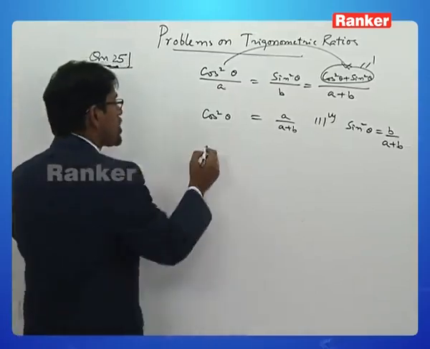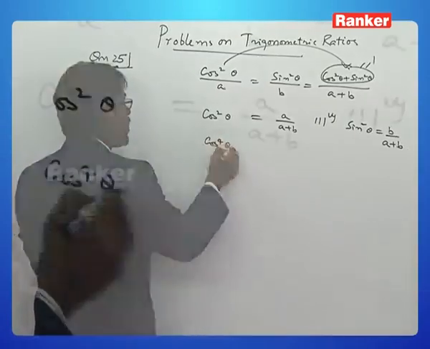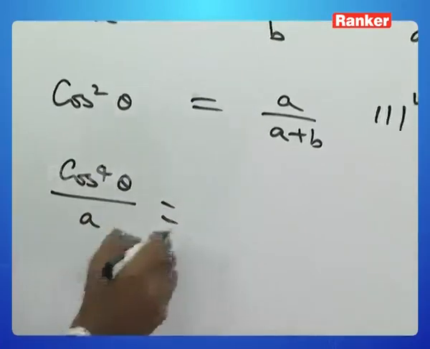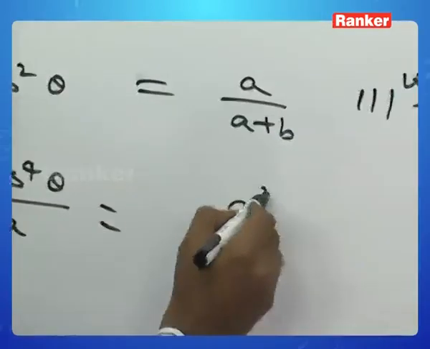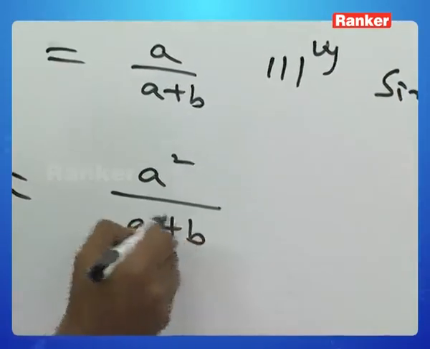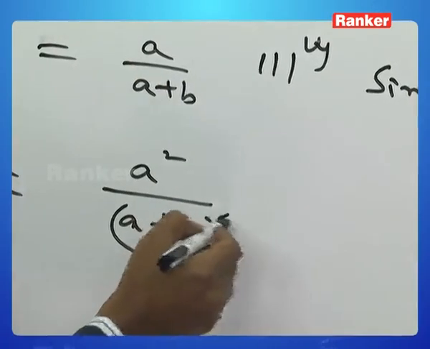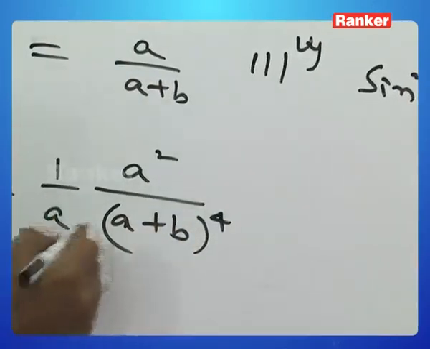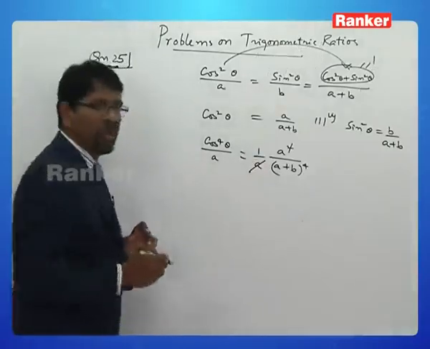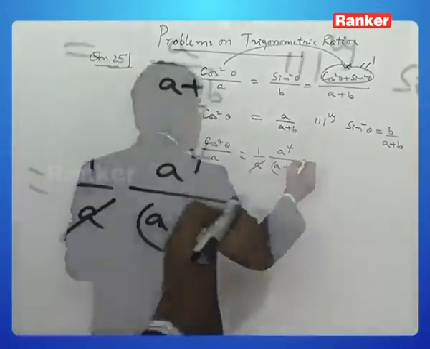What we wanted was cos power 4 theta by A. So what does that come out to be? A square by (A plus B) the whole square is cos power 4 theta, divided by A. So one A cancels and you will be left with A by (A plus B) whole square.